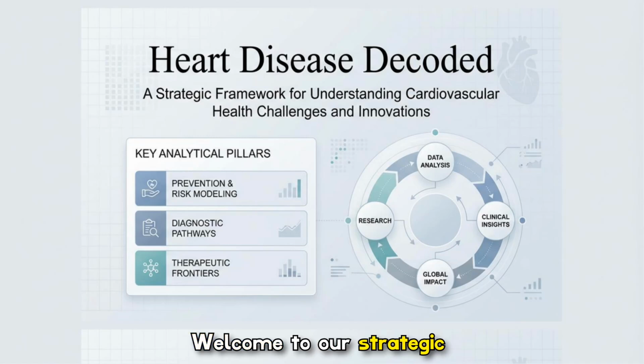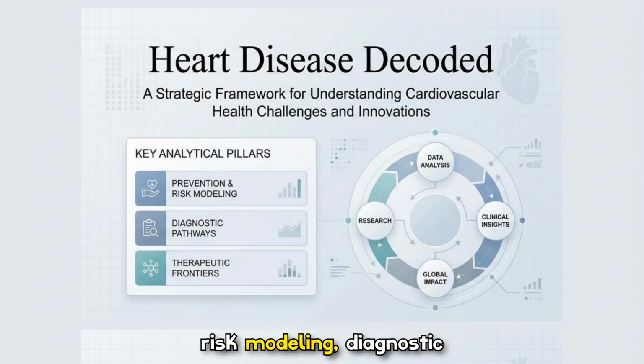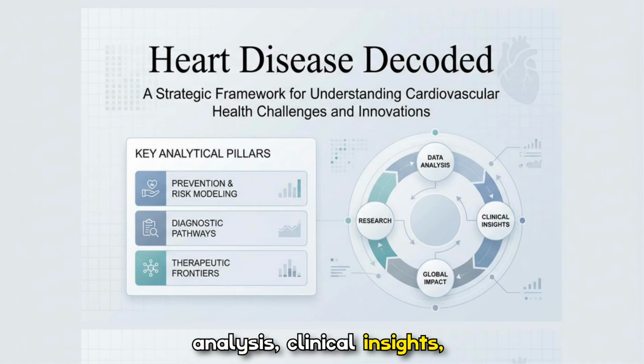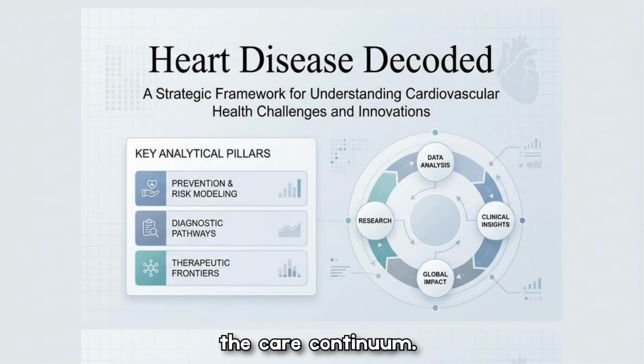Welcome to our strategic framework for understanding cardiovascular health challenges and innovations, where we break heart disease into three analytical pillars: prevention and risk modeling, diagnostic pathways, and therapeutic frontiers. The circular diagram on the right highlights how data analysis, clinical insights, research, and global impact interact to drive better decisions and new interventions across the care continuum.